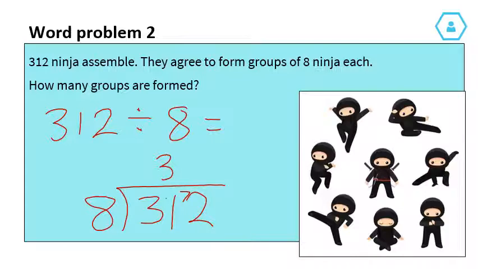8 into 72, or 72 divided by 8. Well, I know that 8 times 9 is 72, so the answer is 9. So here, how many groups have they formed? They've formed 39 groups. Okay, let's move on to our next one.